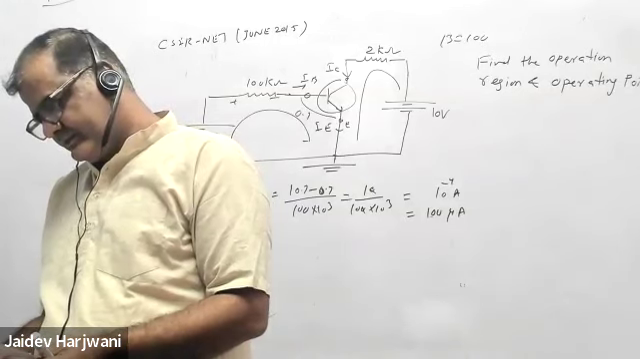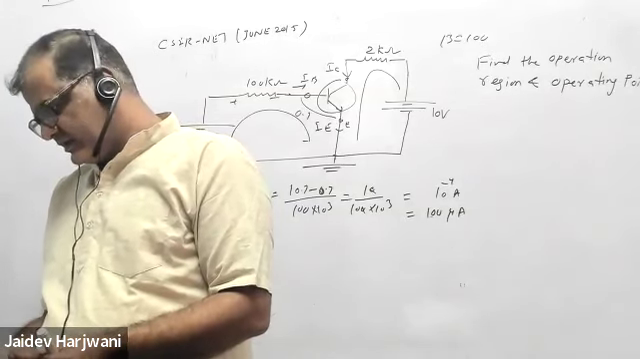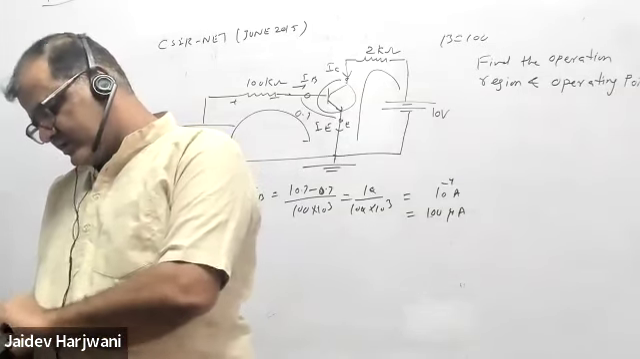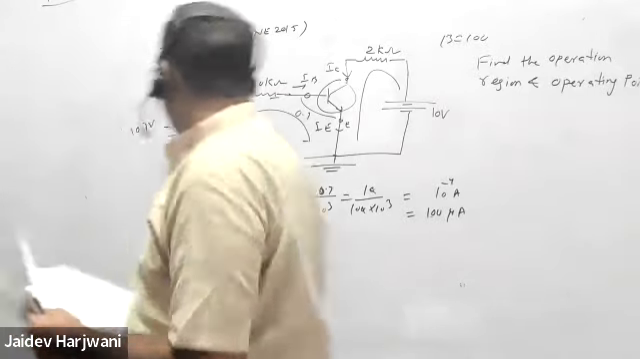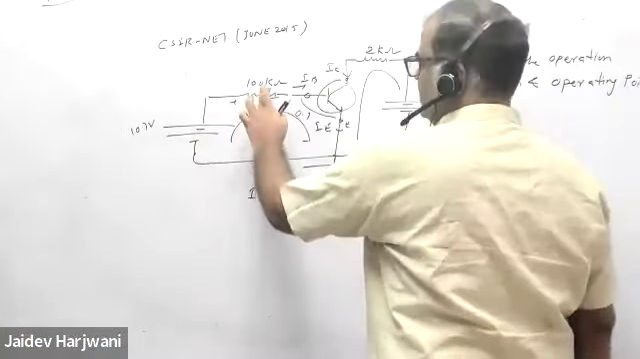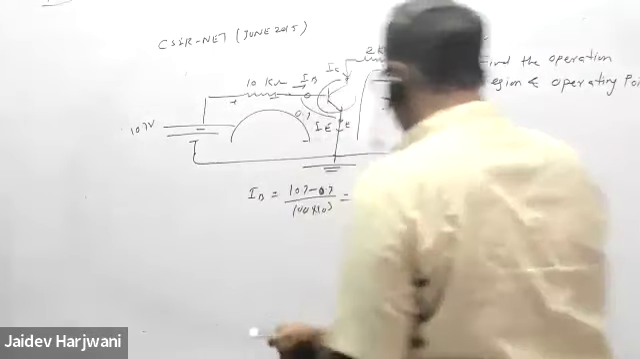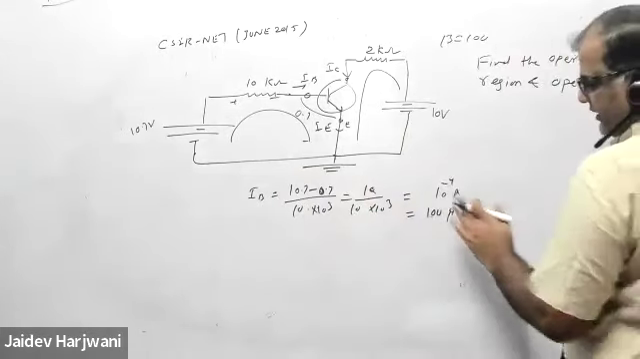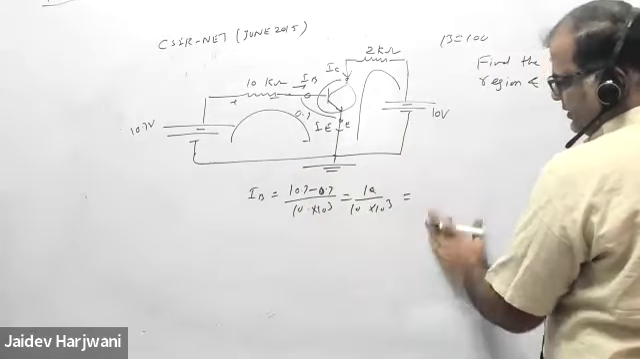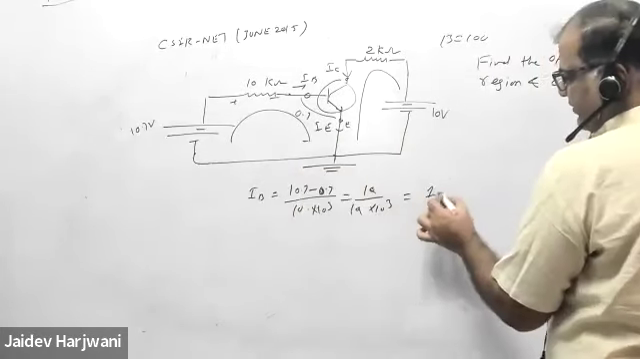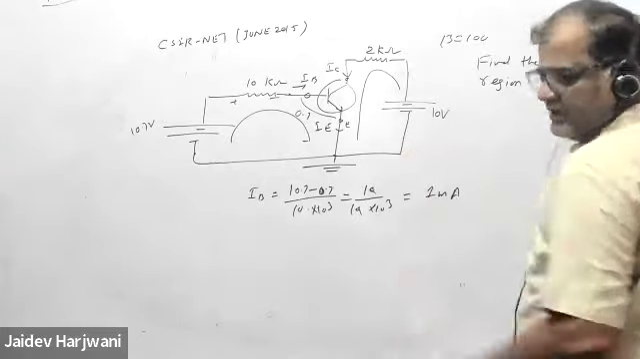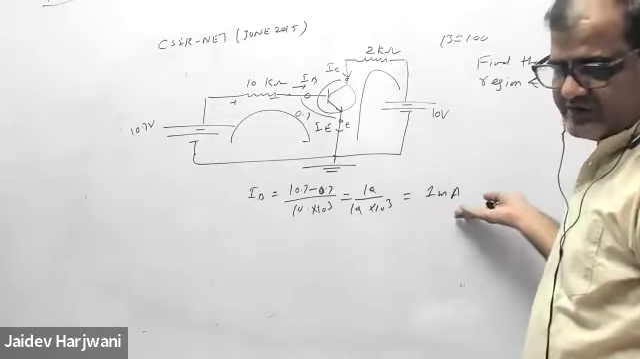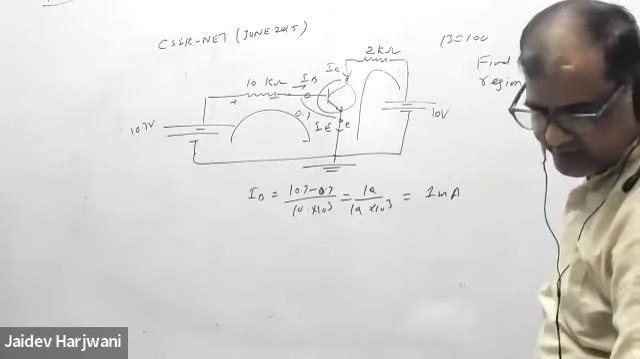Just 1 minute. You can change this value because this should be 10 kilo ohm, no? I put 10. Okay, sorry, this is 10 kilo ohm. Now you can check it. So now how much will it become? Tell me. 1 milliampere. 10 cancels, so this will be 1 milliampere. Now this 1 milliampere current is very high. Whenever IB is generally in microampere and such a value comes, you should always doubt why it is coming so high.